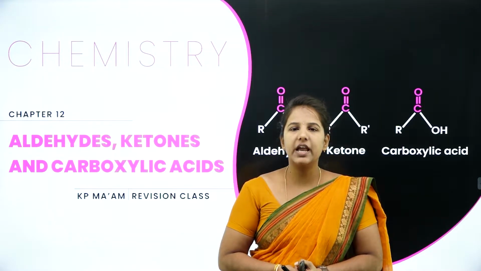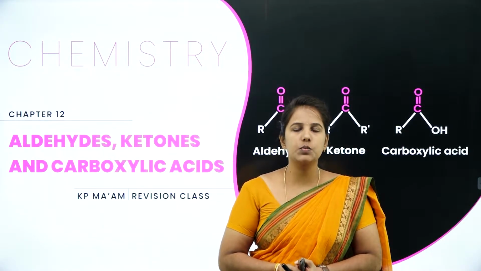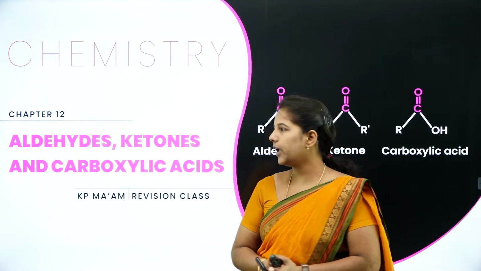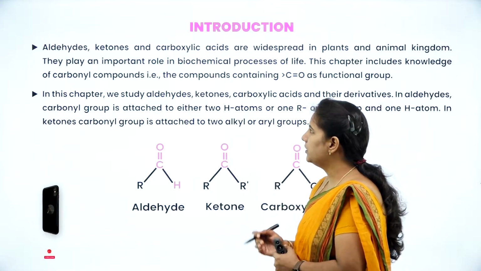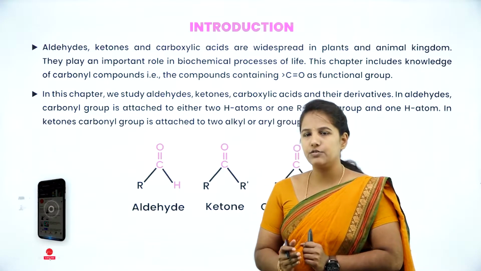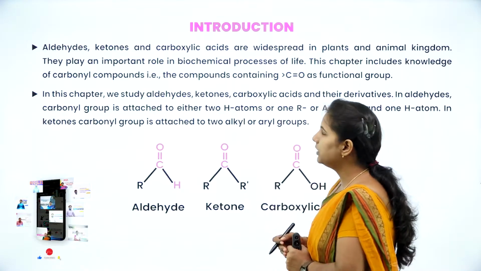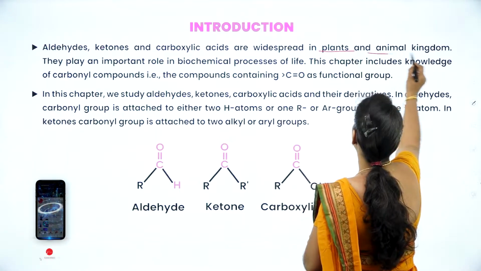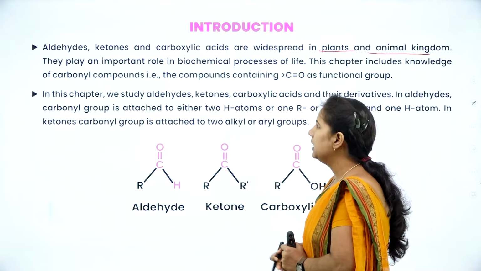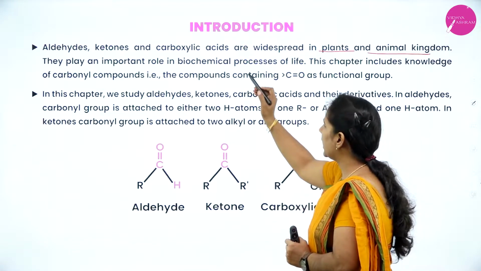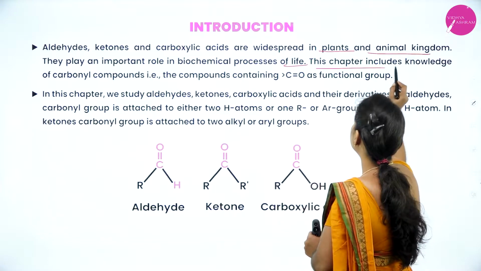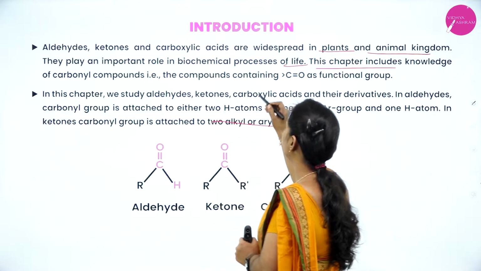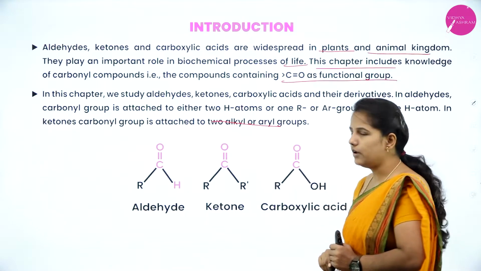My dear students, today we are going to start with the revision class for Unit 12, Aldehydes, Ketones and Carboxylic Acids. In this unit, we are going to discuss more about aldehydes, ketones and carboxylic acids. We all know that aldehydes, ketones and carboxylic acids are widely spread in plants as well as in the animal kingdom. They play a very important role in the biochemical processes of life, and this chapter includes knowledge about the carbonyl group, that is, compounds containing the carbonyl group as their functional group.